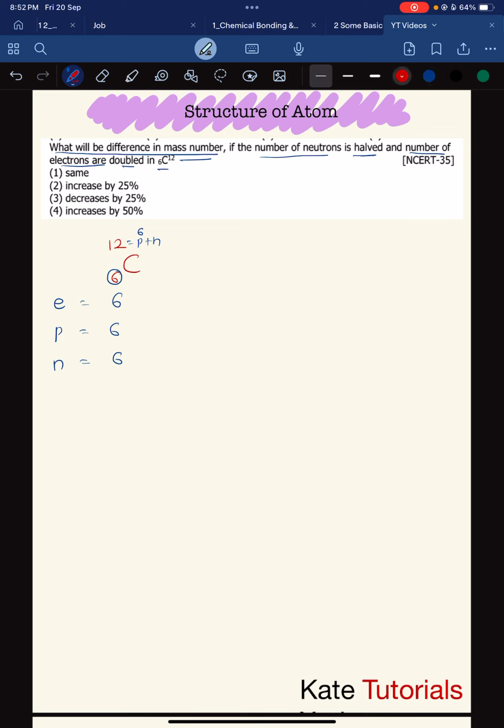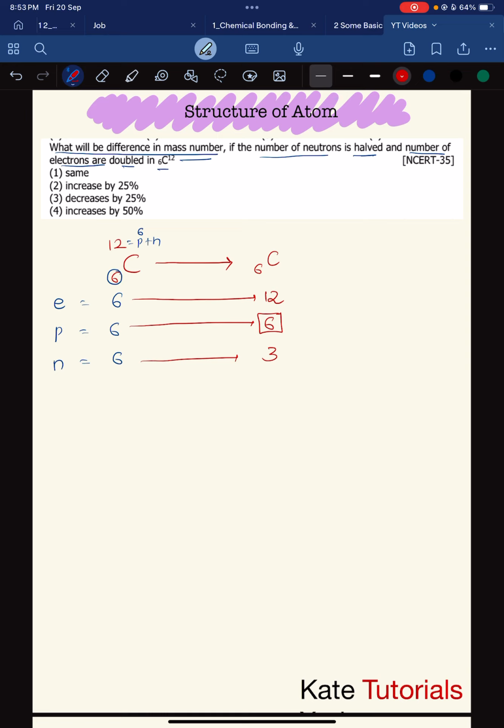So what they are telling to this carbon, if the number of neutrons is halved, they want to make it half. So let us make it 3. And the number of electrons is doubled, which means they want to make it 6 into 2, that is 12. And protons remain as they are. If protons are 6, the element will remain the same, 6. Right, so 6 is the element, carbon.